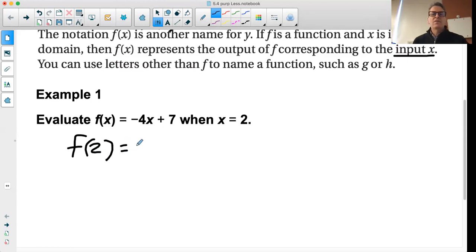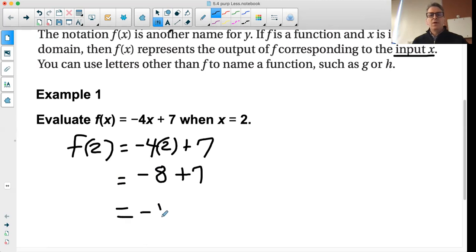Now we're going to take that 2 and substitute it into our function, not an equation. Notice I stopped and corrected myself. So wherever I saw the x, I'm going to place the 2, just like I have it on the left side. So that is now equal to negative 4 times 2, or negative 8, plus 7 equals negative 1.